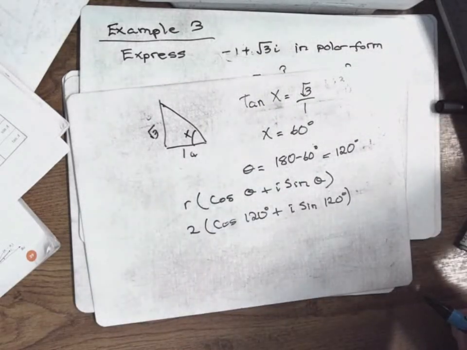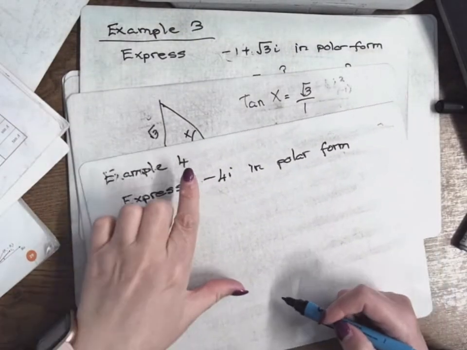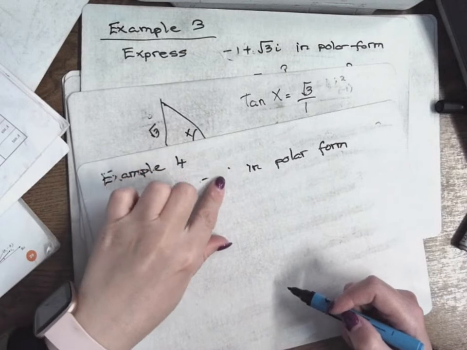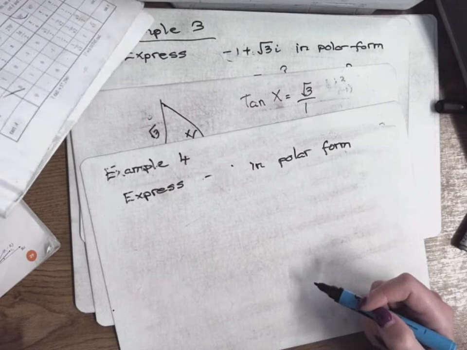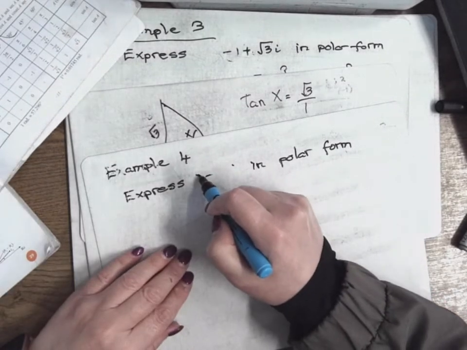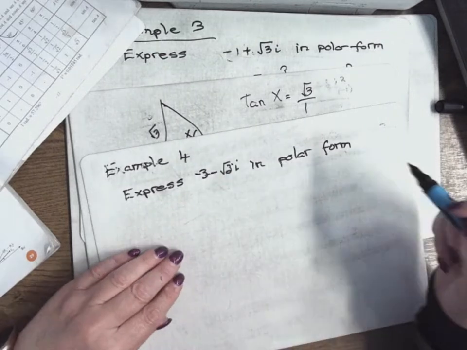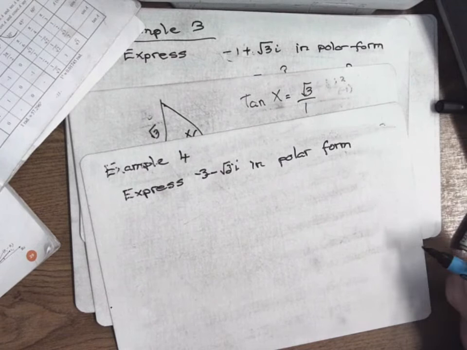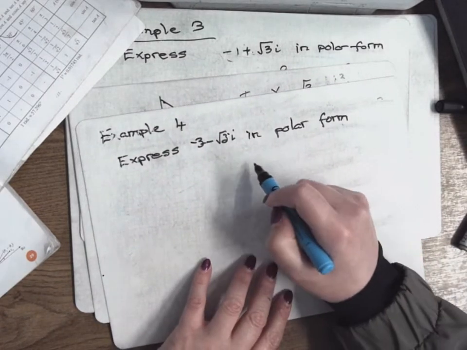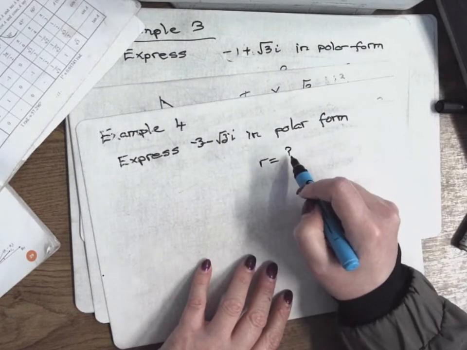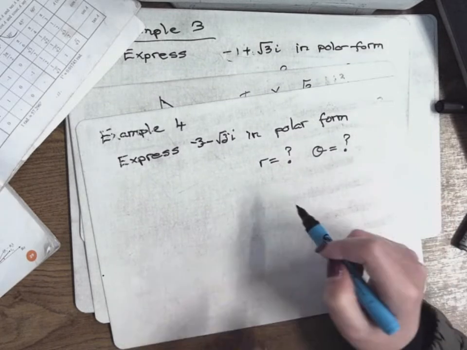Example 4. Okay, Example 4, I'm going to change it because I did something like that in the homework. So I'm going to change this to minus 3 minus root 3i. Okay, so I need to find it in polar form, that means I need the modulus and I need the argument, right? In order to get the argument, I need a sketch.